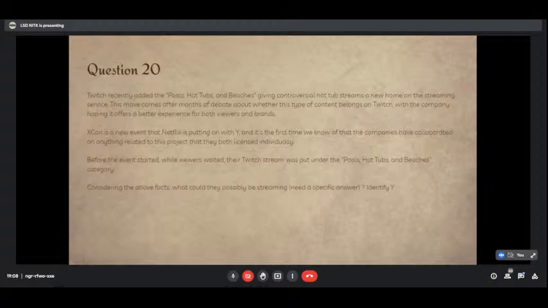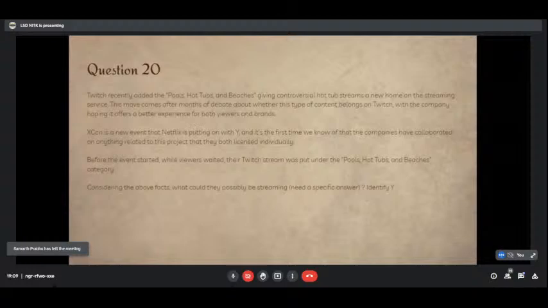XCon is a new event that Netflix is putting on with Y, and it's the first time we know that the companies have collaborated on anything related to this project that a lot of people don't know. They both individually licensed it. Before the event started, while viewers waited, their Twitch stream was put under the pools, hot tubs, and beaches category. Now, considering these facts, what could they be streaming? I'm looking for a very specific answer. And the second part of your answer will be to identify what Y is.